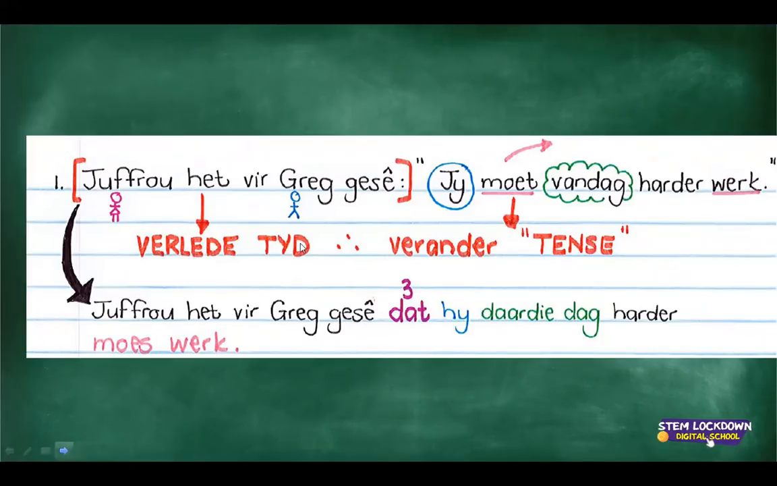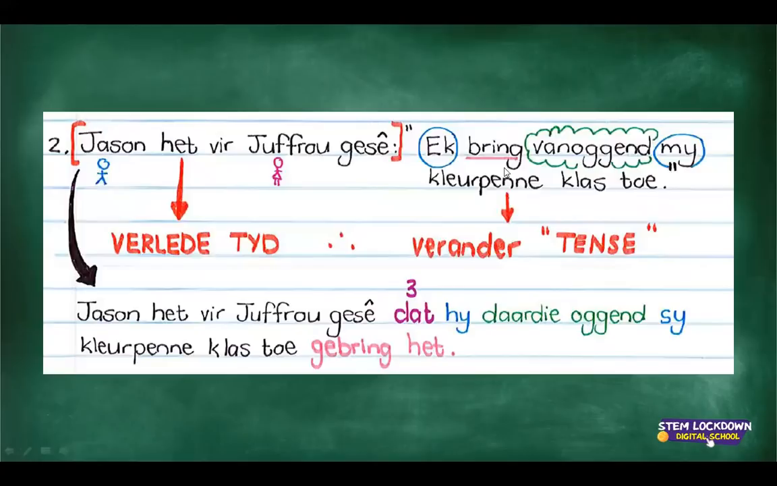Okay, Jason het vir juffrou gesê, ek bring vanoggend my kleurpenne klas toe. Okay, so weer in die verlede tyd, daarom moet ons die tense verander. Ek skryf hierdie net so neer, I write this down exactly like it is. Jason het vir juffrou gesê, dat hy daardie oggend sy kleurpenne klas toe gebring het. Okay. In the past tense, I've got a het, so my verb has to go right to the end.